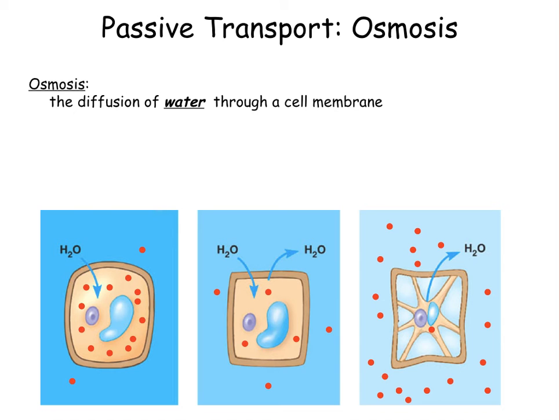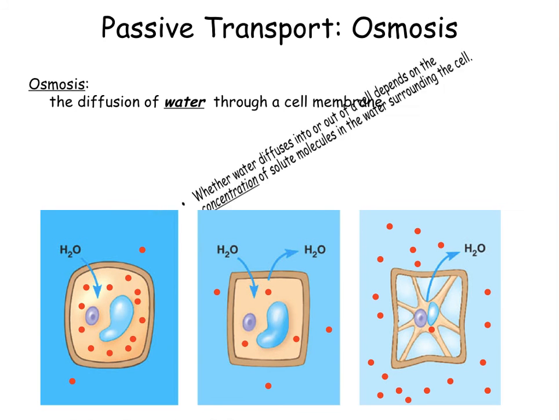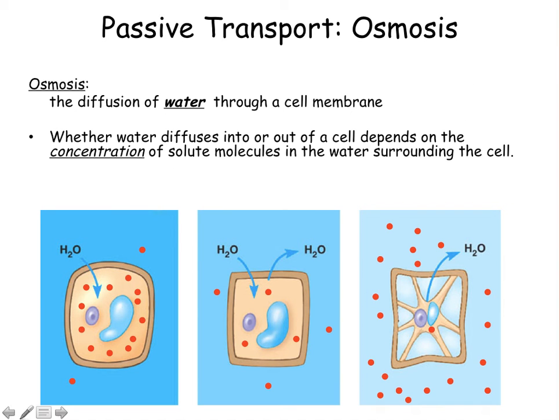Whether water molecules will diffuse into or out of the cell depends on the concentration of solute molecules in the water surrounding the cell. The word solute refers to any other molecules that might be dissolved in the water. In the diagrams below, the red dots represent solute molecules. Okay, so you might want to even make a little key here. The red dots are solute.